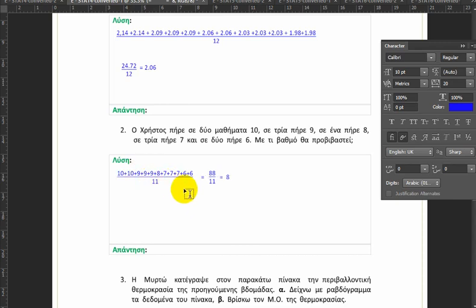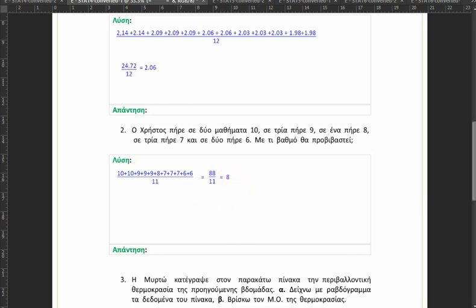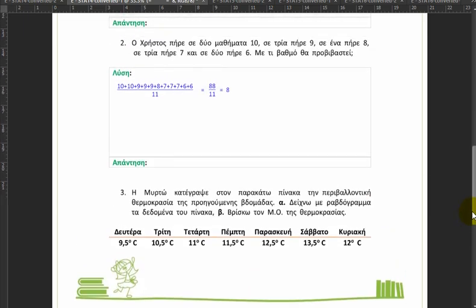So there we go. This is equal to this, and 88 divided by 11 is equal to 8. All right. Let's move on. So his average grade is 8. It's pretty good.